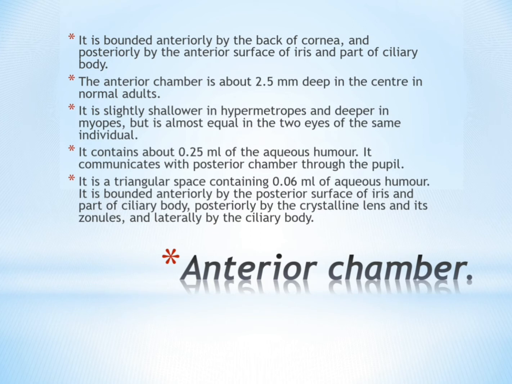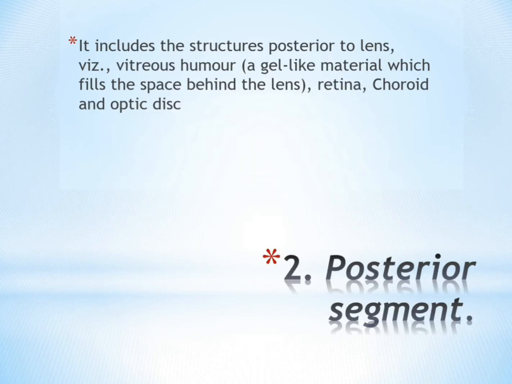Posterior chamber. It's a triangular space containing 0.06 ml of aqueous humor, which is bounded anteriorly by the posterior surface of iris, part of ciliary body, posteriorly by the crystalline lens and its zonules, and laterally by the ciliary body. Then posterior segment. It includes the structures posterior to lens: vitreous humor, a gel-like material which fills the space behind the lens, retina, choroid, and optic disc.